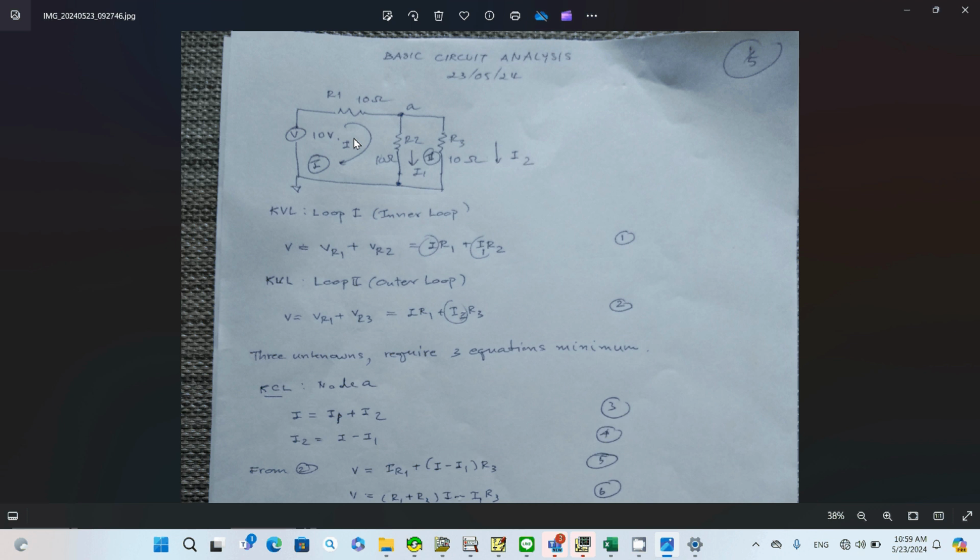In this case you have three unknowns, I, I1, I2. You need at least three equations. We apply KVL, Kirchhoff's voltage law, for the inner loop, loop 1.